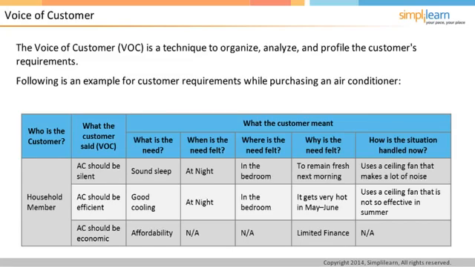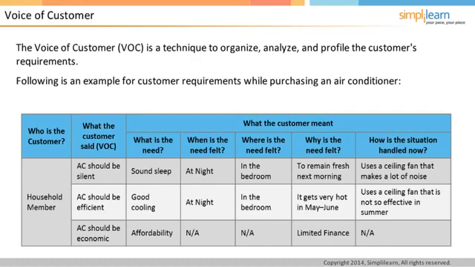When the customer says that he needs a silent air conditioner, he needs sound sleep at night in the bedroom. This is primarily to remain fresh the next morning and to get rid of the noisy ceiling fan being used currently. In case the customer says that he needs an efficient AC, he needs a machine which provides good cooling at night in the bedroom. This is mainly because it gets extremely hot in summer. Also, he currently uses a ceiling fan which is not so effective in summers. On the other hand, when the customer wants to buy an AC which is not too costly, he has limited cash for the purchase. He wants to purchase a low-cost AC.